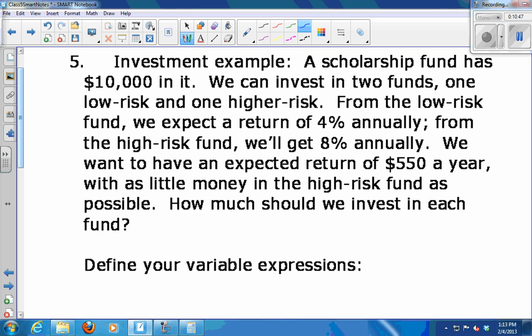Okay, so now we have another example. This is still a mixture problem. It's just that this time we're mixing two kinds of investments. So we have a scholarship fund that has $10,000 in it. We can invest in two funds. One's low risk, one's high risk. From the low risk fund, we expect a return of 4% annually, and from the high risk fund, we expect to get 8% annually. We want to have an expected return of $550 a year, and we want to put as little money in the high risk fund as possible. So how much should we invest in each fund?